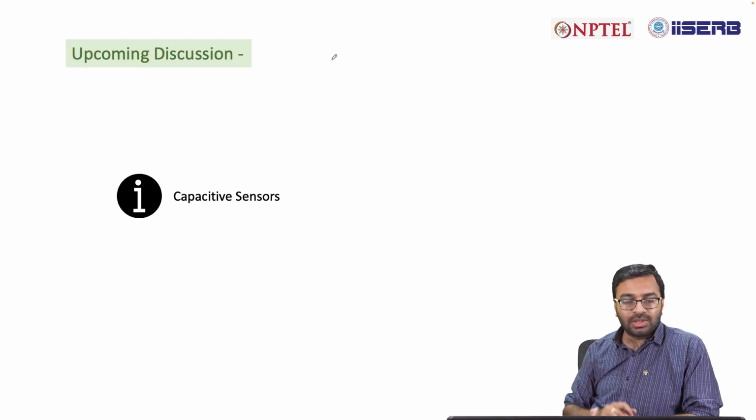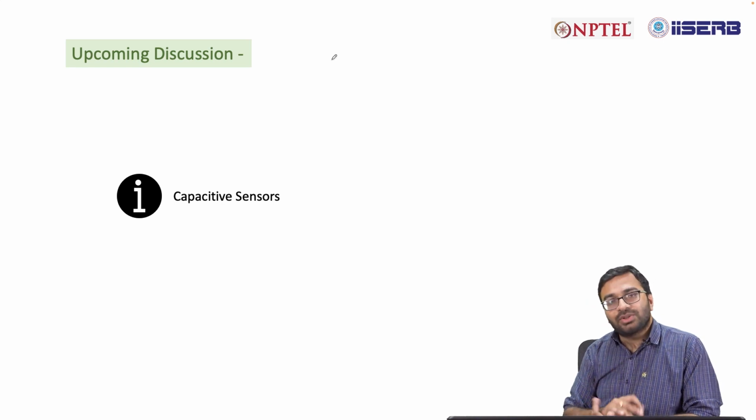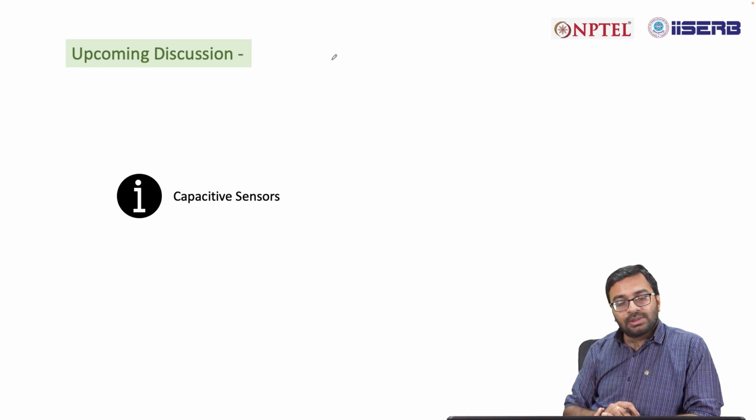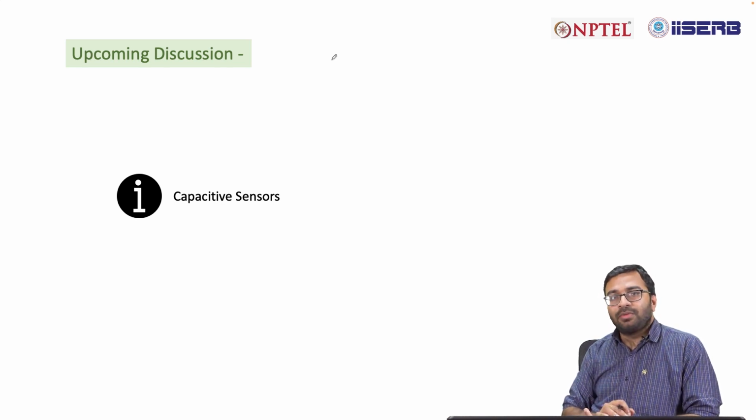In the upcoming discussion, we will see some applications of this type of capacitive architecture, so that it is very clear to you how we can use those sensors or capacitors for various different applications. We also will see what the different or major types of capacitive sensors are, based on the geometries or arrangements. So, till then, thank you.